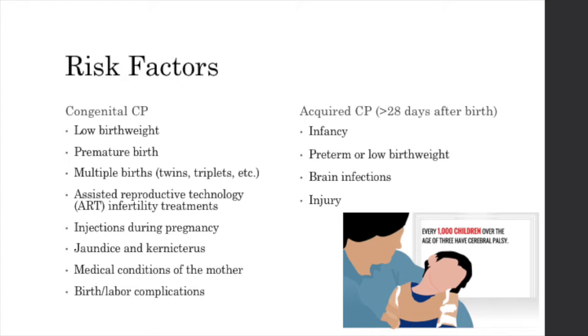The risk factors for CP can vary depending on whether the CP is congenital or acquired. Congenital CP risk factors include low birth weight, premature birth, multiple births, infections during pregnancy, assisted reproductive technology and fertility treatments, jaundice, medical conditions of the mother, and birth and labor complications. Acquired CP risk factors can include infancy, preterm or low birth weight, brain infections, or injury.